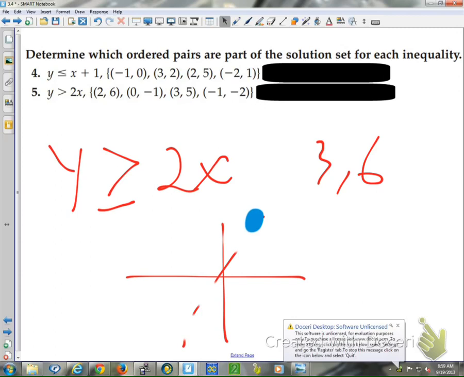Does that make any sense? Because without the equal sign, 6 is not greater than 6. But with the equal sign, 6 is equal to 6. So the dotted or solid line makes the difference about whether or not your point, if it lies on the line, is part of the solution. Okay.